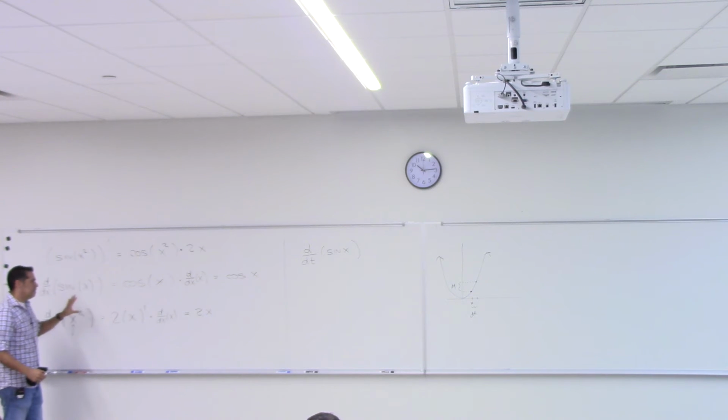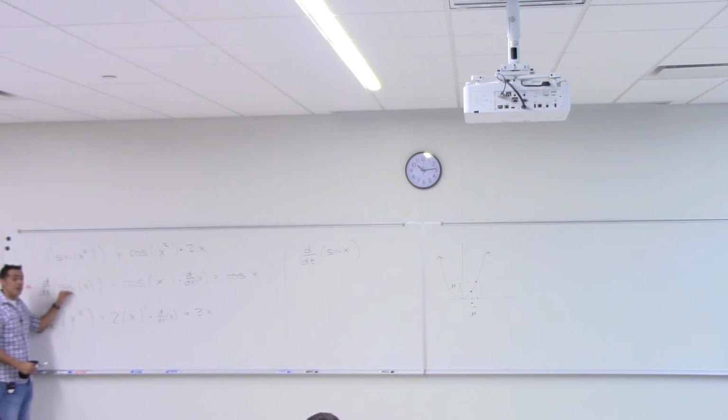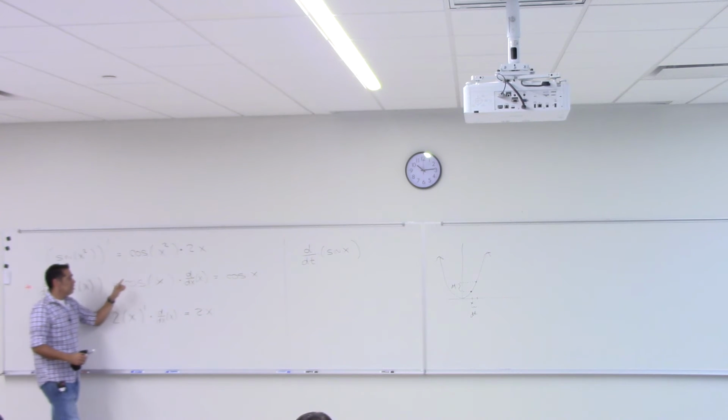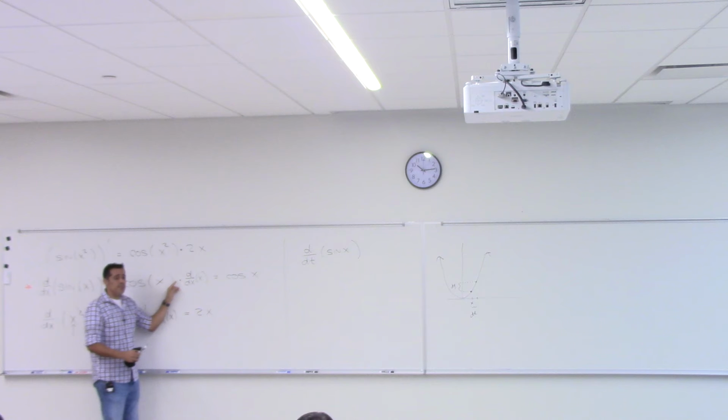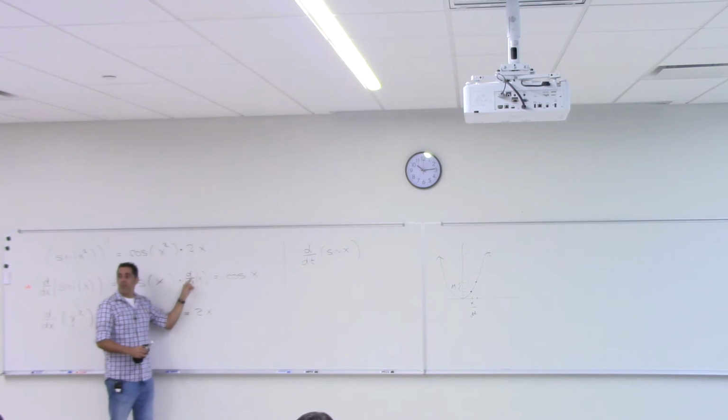So let me say this again. If I want to know how much sine x changes, right? If I nudge x a little bit, how much will sine x change by? It will be equal to cosine x times the change in x with respect to x, which is 1, right? That's the rule, the chain rule.